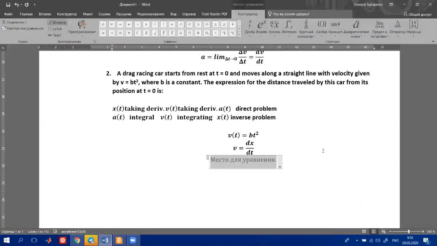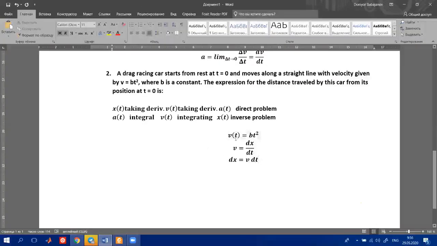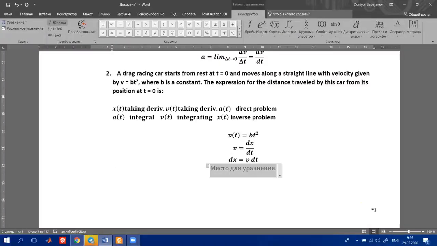And from here you can find that dx is v dt. This is called differential. And let's integrate this dx equals v dt from both sides, from the left side and from the right side. So integral dx equals integral v dt. So we are going to integrate from both sides.